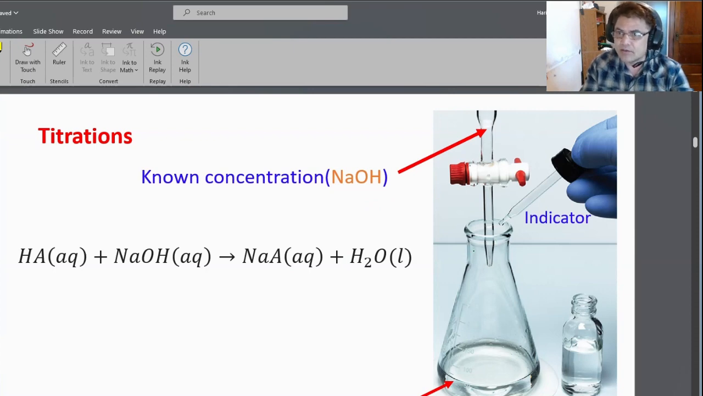And that indicator will tell us that, hey, the reaction is complete, right? By changing the color, we use a few drops of one indicator, and that indicator will show us whether the reaction is complete or not, and it will change the color if the reaction is completed. This is a general titration setup.